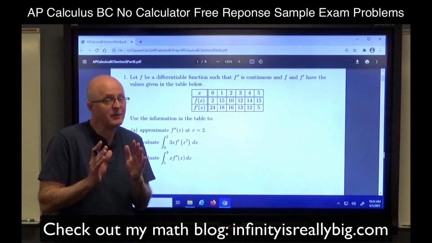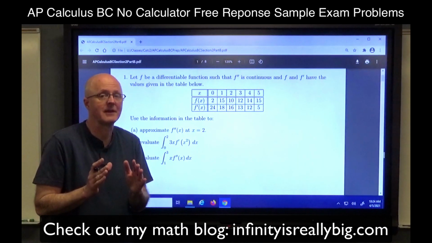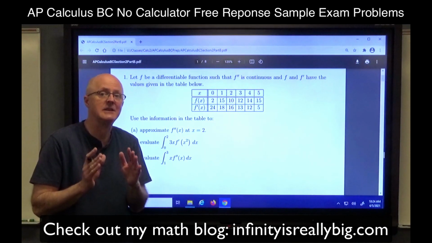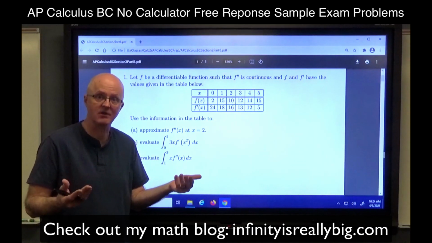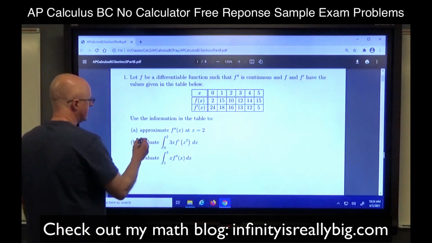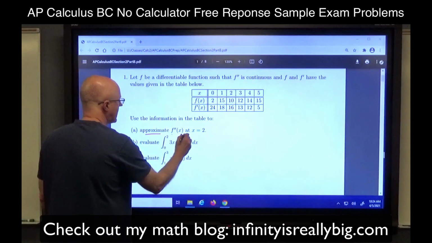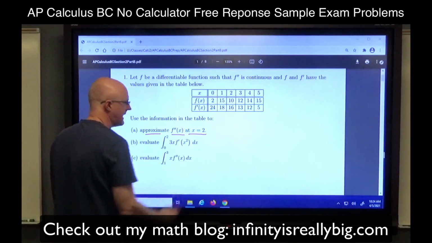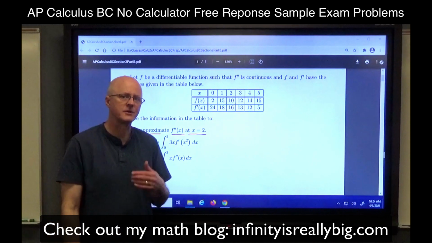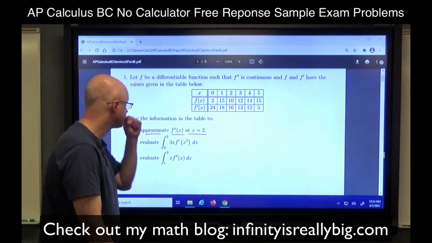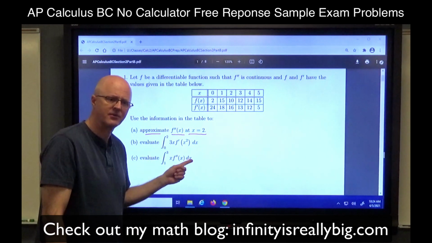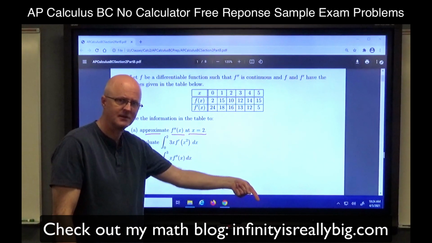Okay, if you encounter a question like this, just take a breath and say to yourself, okay, I need to use more abstract formulas or principles to help me solve this. I need, in part A, to approximate the second derivative of this function at x equals 2. I know the derivative is defined in terms of a difference quotient, a limit of difference quotients, and I also know the second derivative is the derivative of the first derivative.